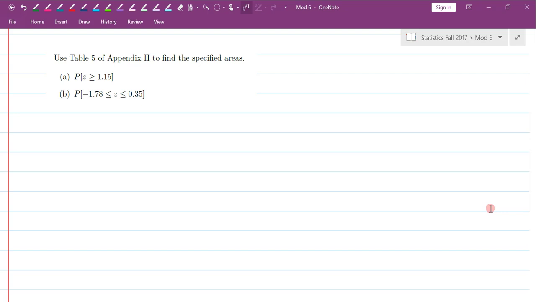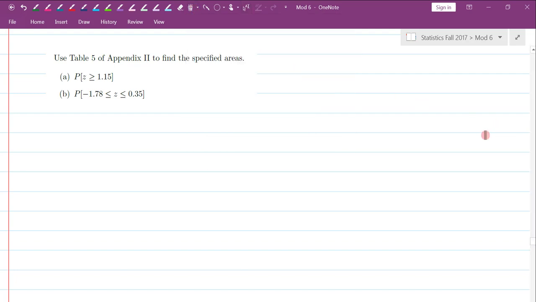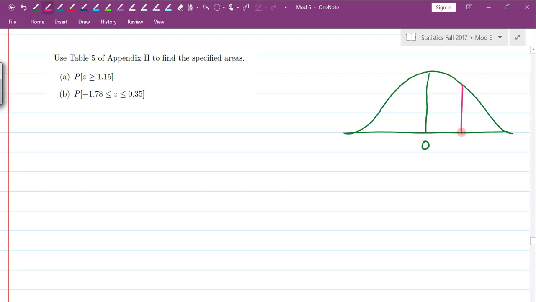Again, this says find the probability that z is greater than or equal to 1.15. You see the equal sign right there? Again, remember, that does not make any difference. It does not have any bearing on this. So let's go ahead and draw a picture first for part A. In the very center, we're going to put our mean of 0. The area of interest is 1.15. It says that z has to be greater than 1.15, so it's going to be this area over here.